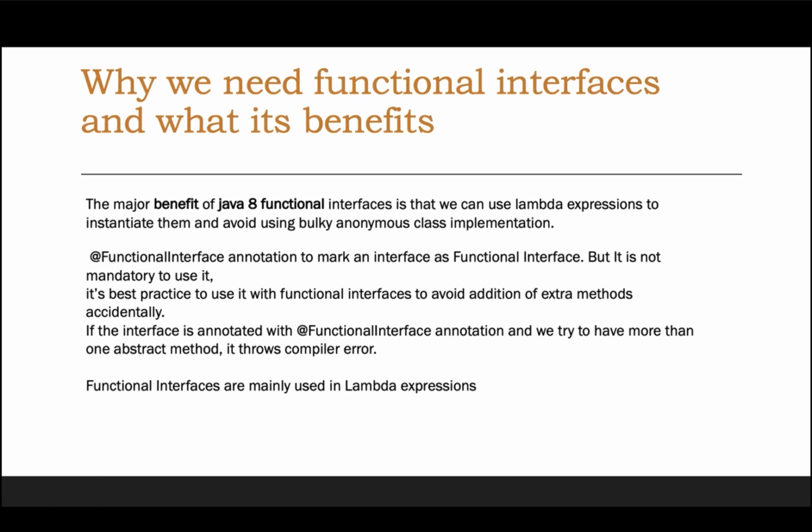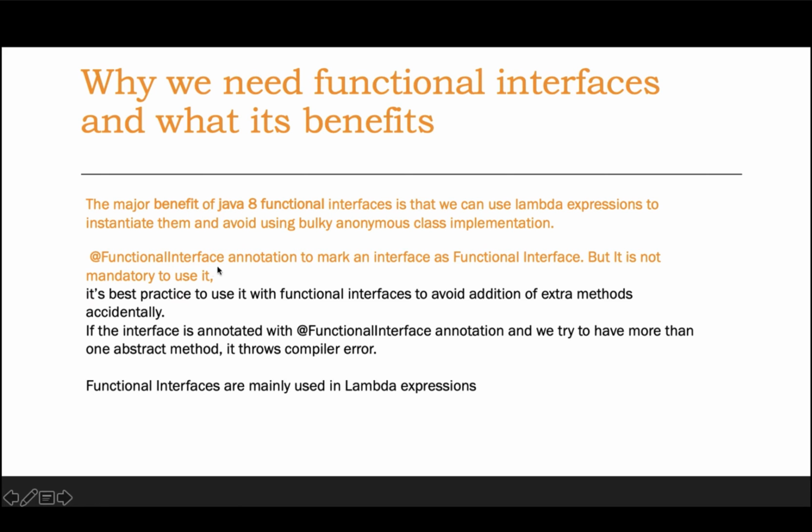Why do we need functional interfaces and what is their benefit? The major benefit of Java 8 functional interface is that we can use lambda expression to instantiate them and avoid using bulky anonymous class implementation. As I showed you in the previous example, we implemented the Runnable interface as an anonymous class first, and then I changed that anonymous class implementation into a lambda expression, a single line of code. As a major benefit, we can remove 100 lines of code and achieve the same functionality by writing 10 lines of code using functional programming, lambda expression and functional interface.